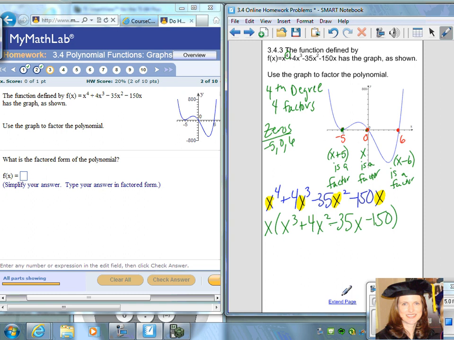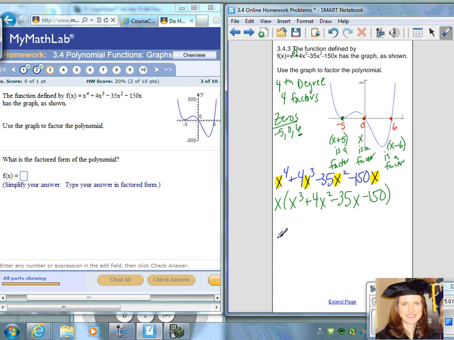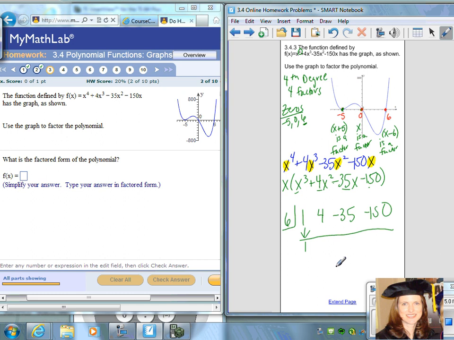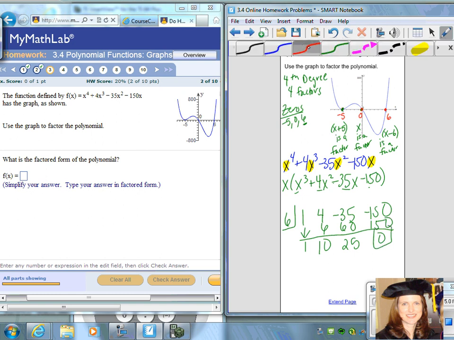Now the way you're going to factor the remaining part is given these other zeros of the polynomial. We know 6 is a 0 of the polynomial. We're going to do synthetic division with a 6 using the coefficients of this large factor, 1, 4, -35, and -150. We do that and get 6, 60, 150, and 0. Okay. So 6 is a 0 of the polynomial.